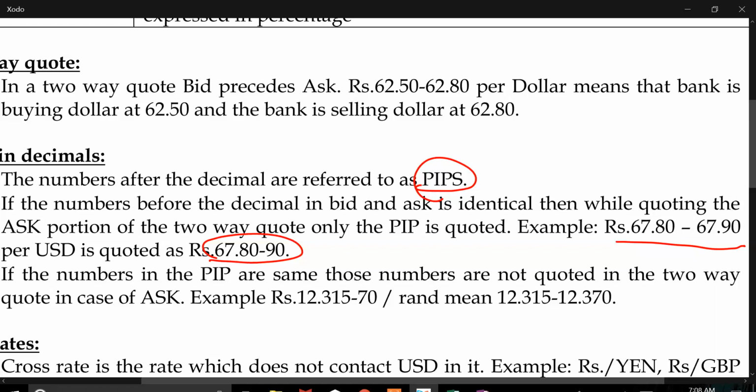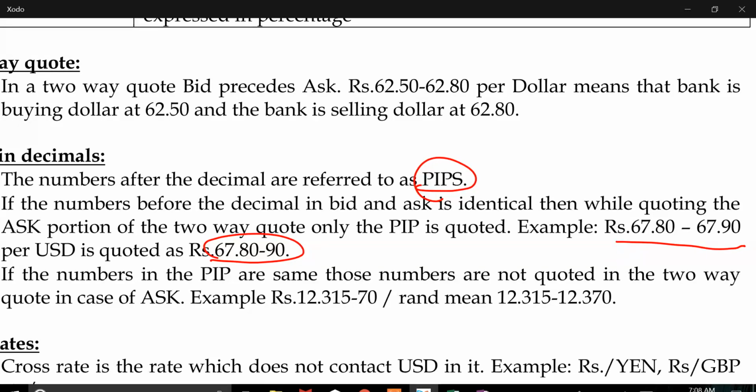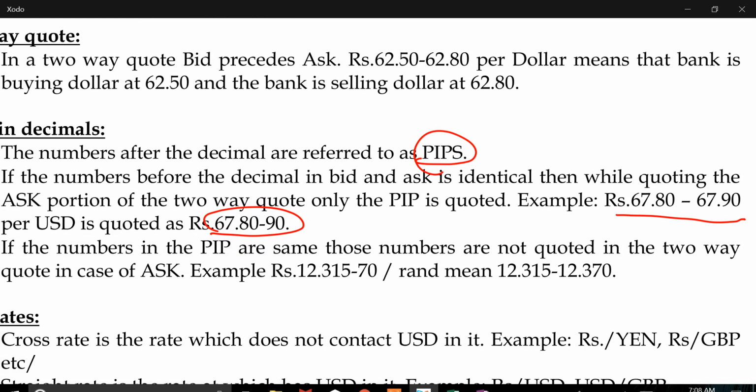67.80/61.90 will be written as 67.80/90. You need not note down anything. If at all you want to make some running notes, you can, but everything is there in the theory part. So whatever I am going to discuss, everything will be there. Wherever some notes are to be made, I myself will tell you that you have to make notes.